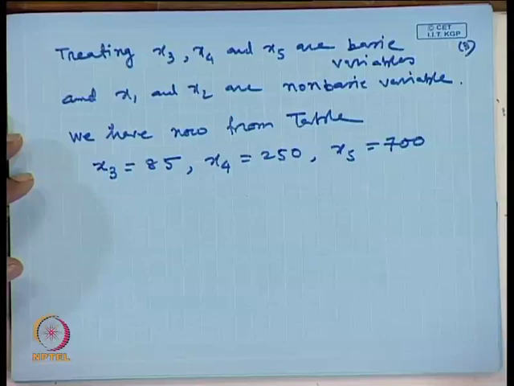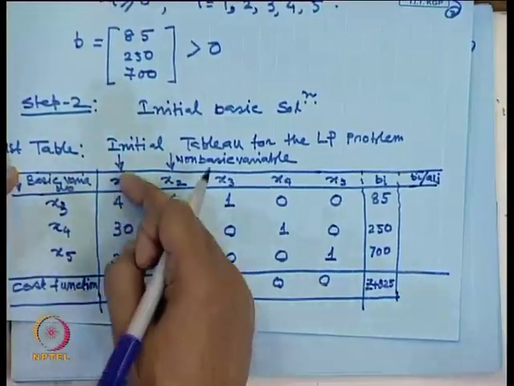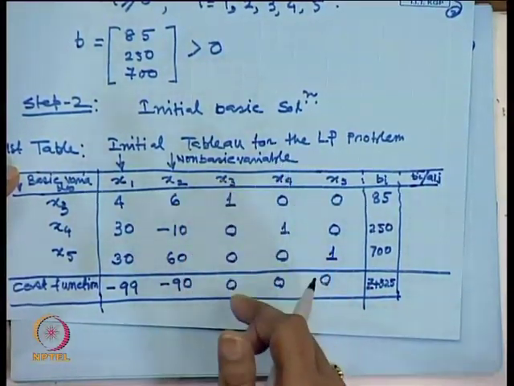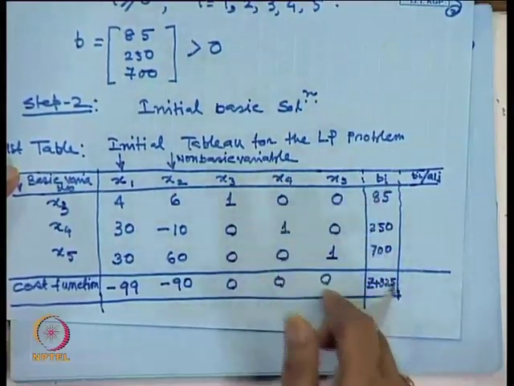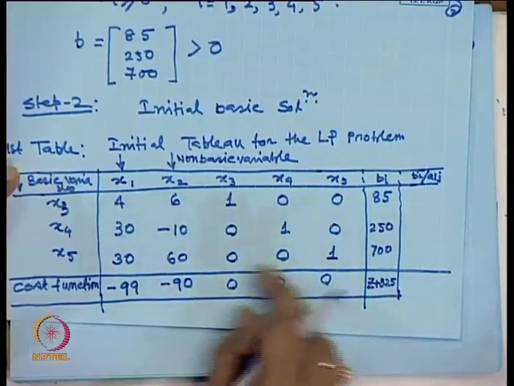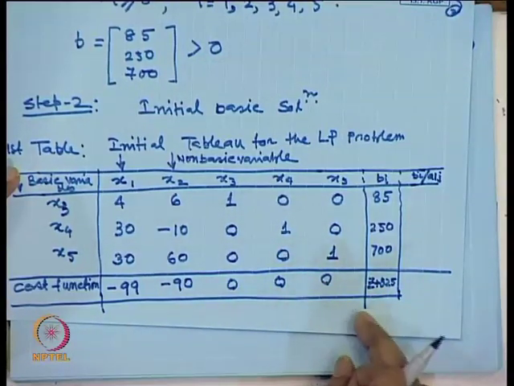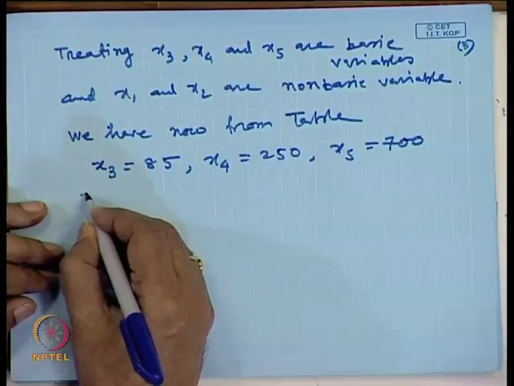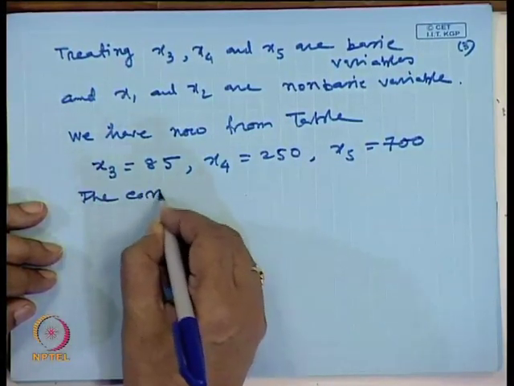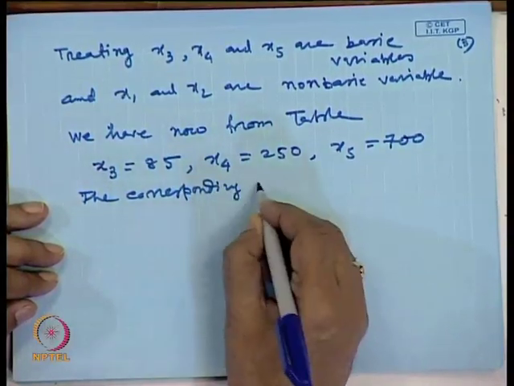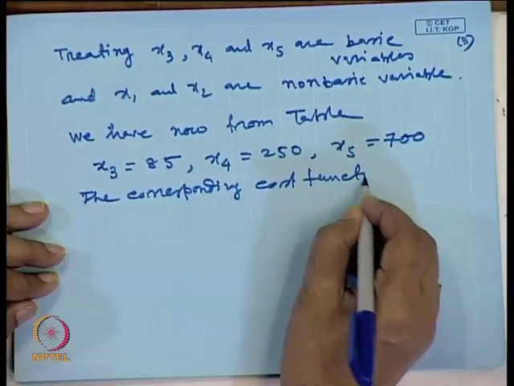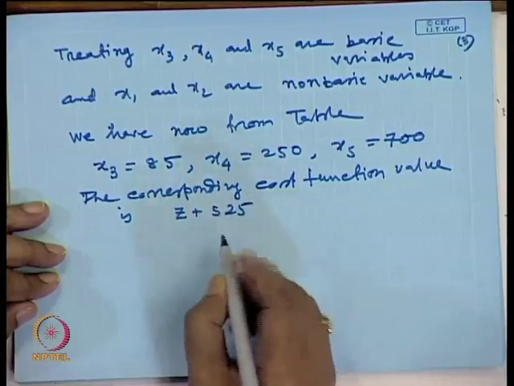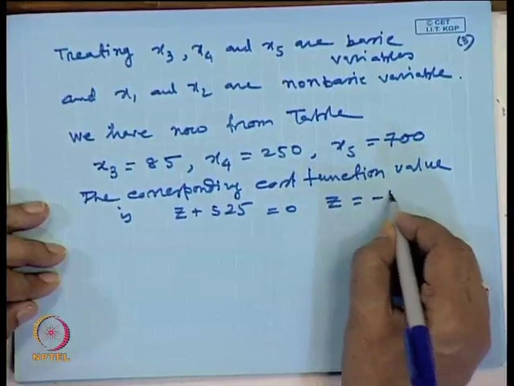Now, the corresponding objective function value is what? See this one, x1 into 99, 0, plus x2 into 90, 0, x3 into 0, 0, plus x4 into 0, 0. So our objective function value is this, left hand side is 0, right hand side is this. So z is equal to minus 525. The corresponding cost function value is z plus 525 is equal to 0.